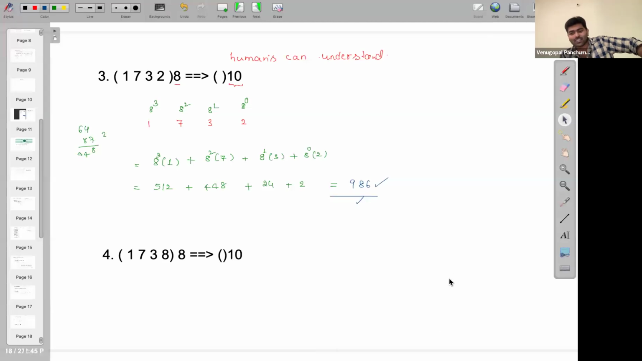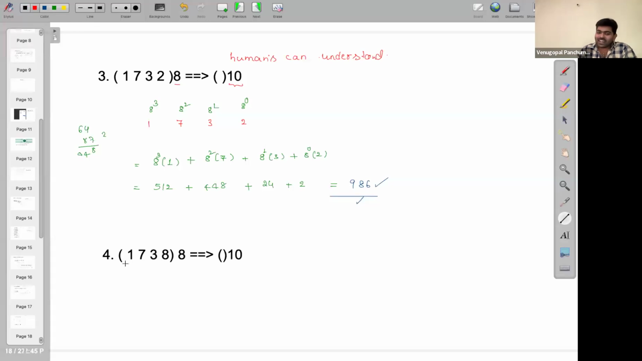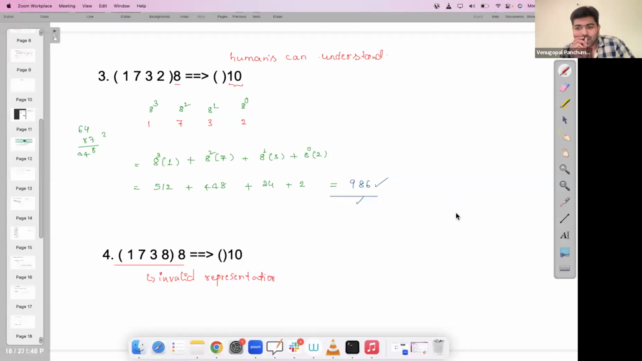Anjali wants to test the knowledge of Lokesh. Just like others, Lokesh also will calculate and do the research. Then Anjali says, arey, it's invalid. Invalid representation. If it is an invalid representation, how are you going to do that? Understood, everyone?